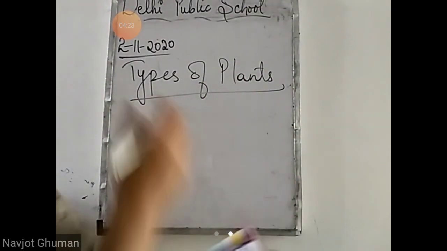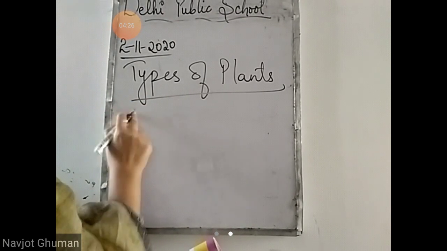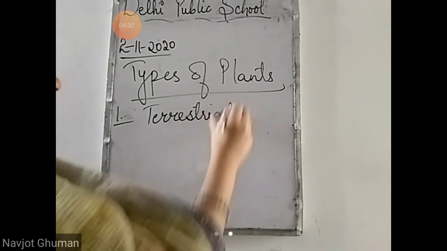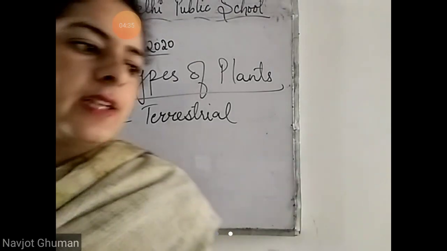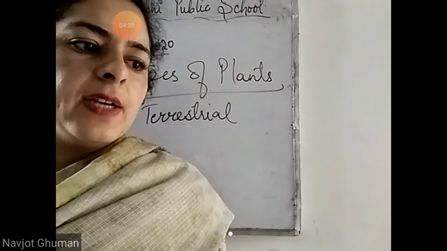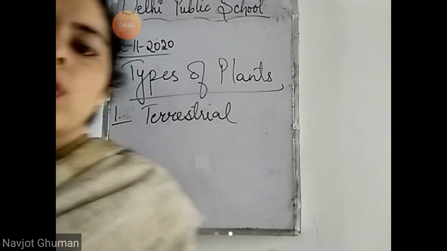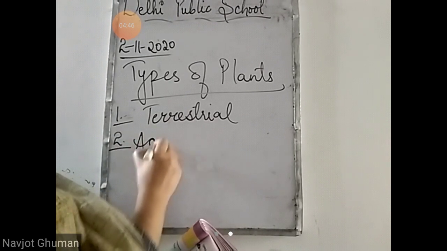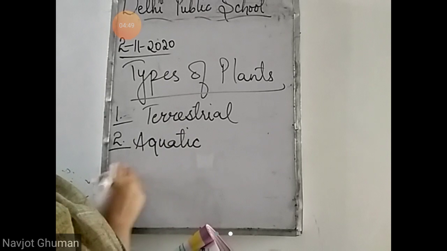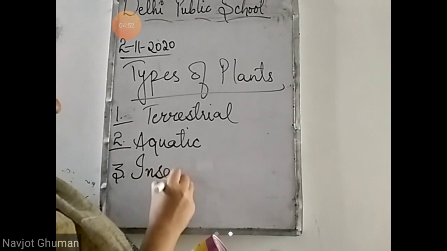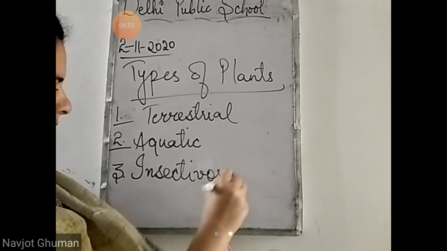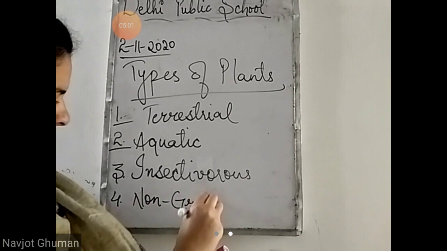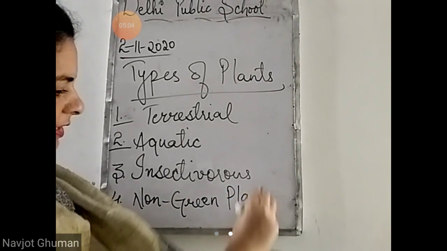First type is terrestrial. Terrestrial means plants that grow in plain areas are terrestrial. There are different types of plants such as terrestrial, aquatic, insectivorous and non-green plants. First we will write about the types of plants. First are terrestrial, then aquatic, then insectivorous, and the last one is non-green plants. So we'll read about them one by one.